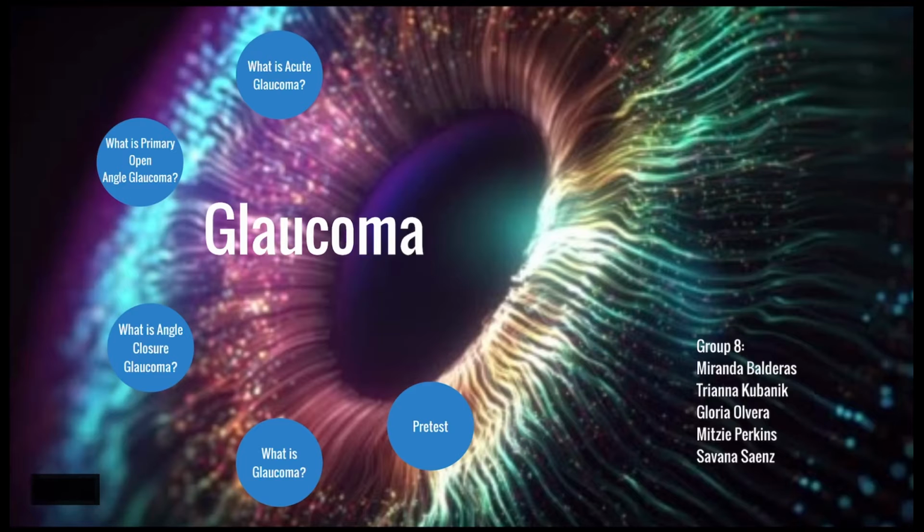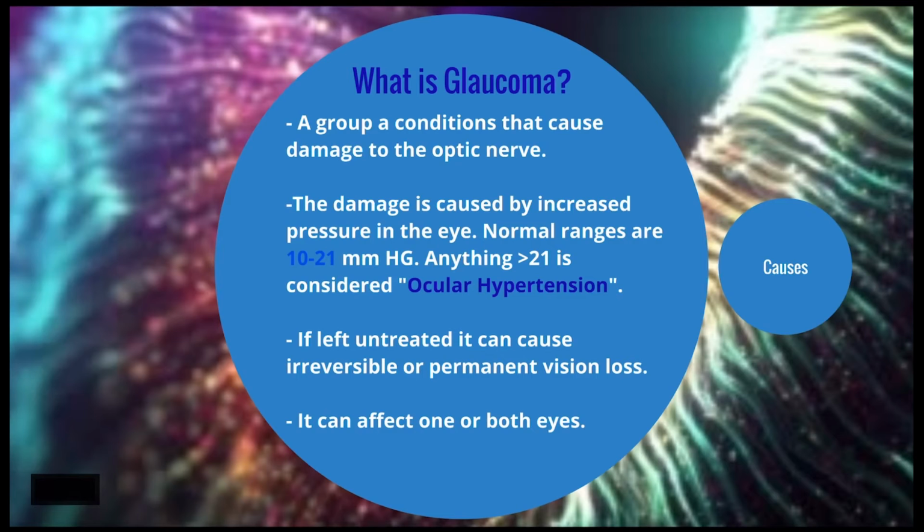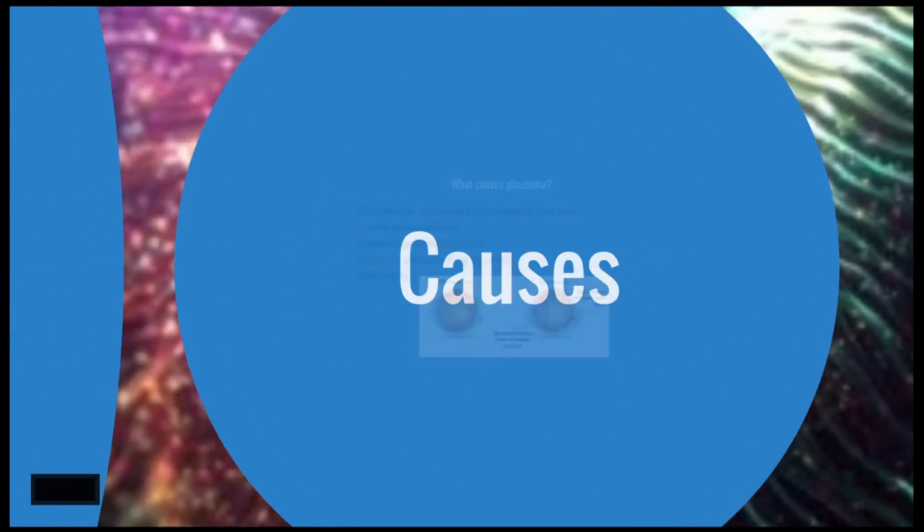Hello everyone, my name is Gloria Olvera, and like Mitzie said, today's presentation is going to be all about glaucoma. So what is glaucoma? Glaucoma is a group of conditions that cause damage to the optic nerve. The damage is caused by increased pressure in the eye. Usually normal ranges of pressure in the eye are from 10 to 21 millimeters of mercury, and anything greater than 21 is considered ocular hypertension. If this condition is left untreated, it can cause irreversible or permanent vision loss, and it can also affect one or both eyes.